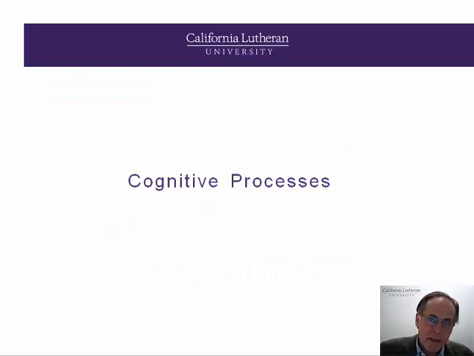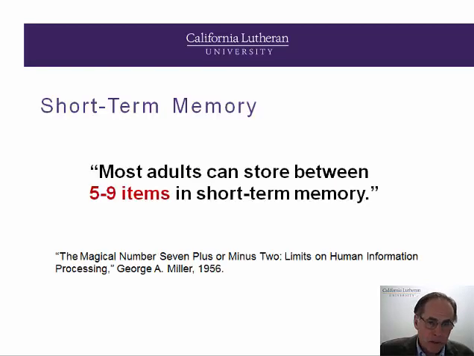Let's examine the idea of cognitive process. Question for you. How much information can an individual take in at one time? There was an interesting paper written by George Miller in 1956. In that paper, he suggested that the number is 7 plus or minus 2. So he suggested that most adults can store 5 to 9 items in their short-term memory. Now, whether or not that number is exact is less important than the idea. There is limited intake. The adult can only take in so much information at one time.